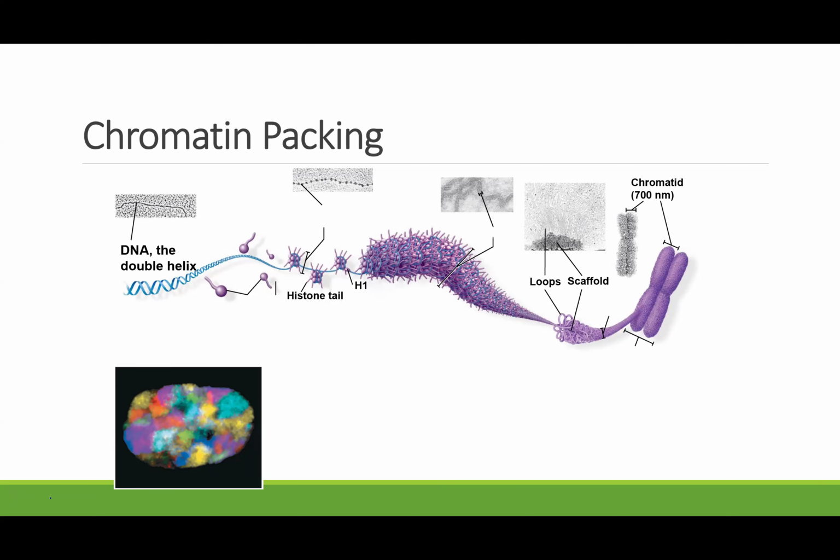There are multiple levels of, remember, chromosome structure. There's multiple levels of chromatin packing. So the DNA double helix itself, if it's all the way unwound, is about 2 nanometers in diameter.